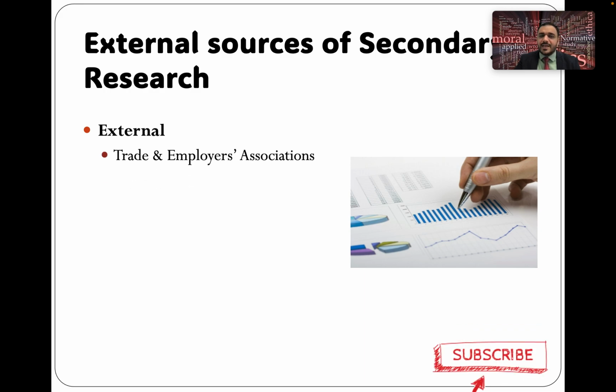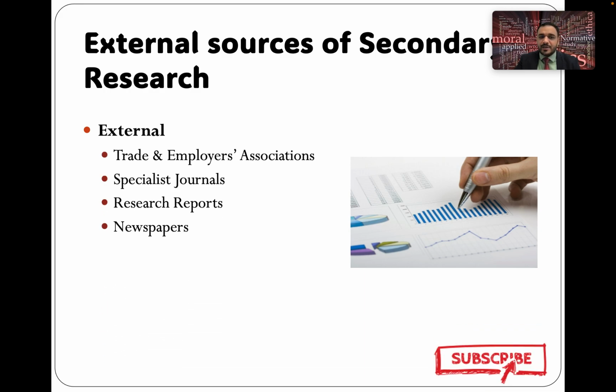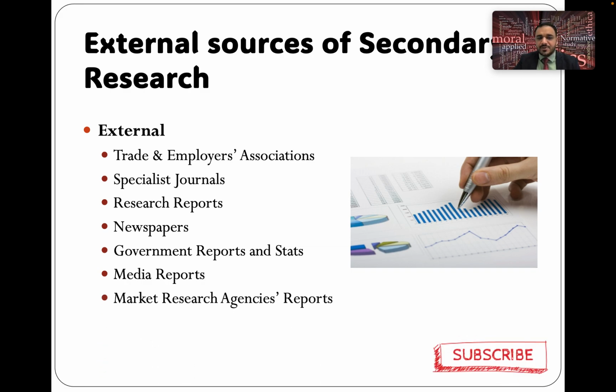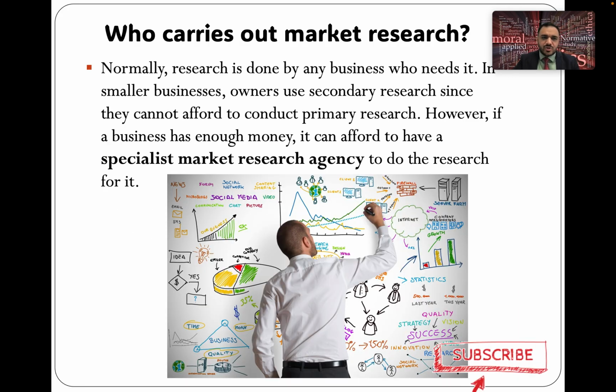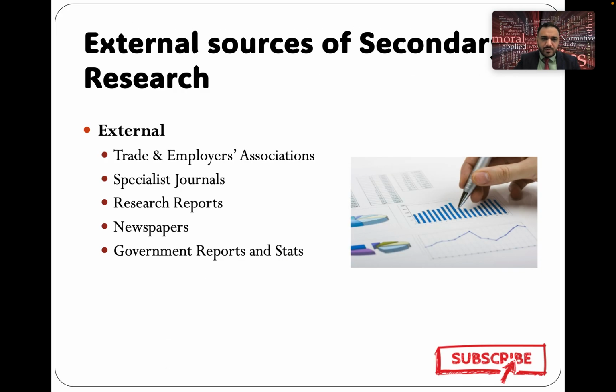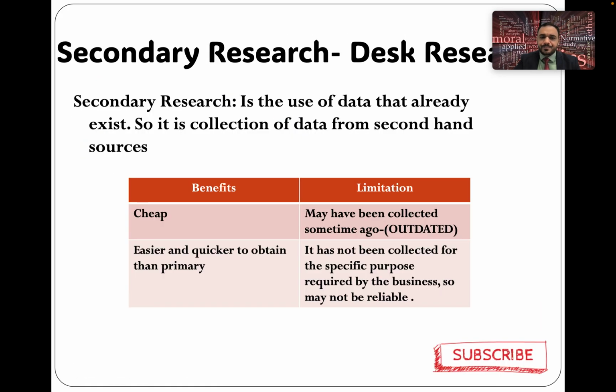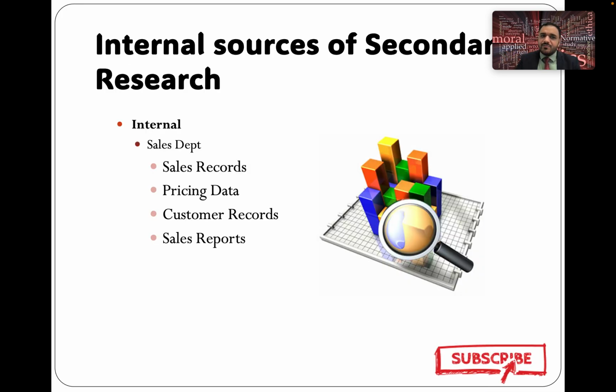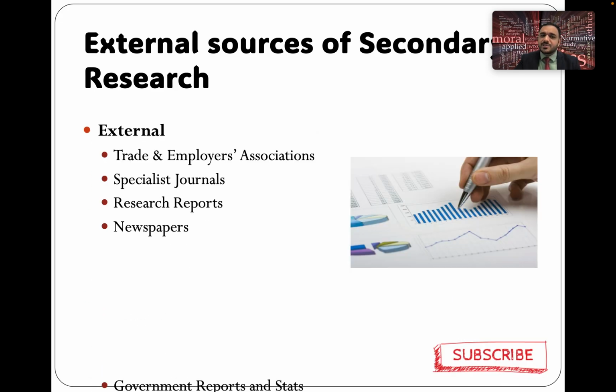External sources of secondary data include external trade employers associations, specialist journals, research reports, newspapers, government reports and stats, media reports, market research agencies reports. All of these are external sources by which you can gather secondary research, you can get secondary data. Okay, these are all the internal and external sources of secondary research. Who carries out market research? So in conclusion, in secondary research, we have its definition, its benefits and limitations. Then we have internal sources and external sources of secondary research.